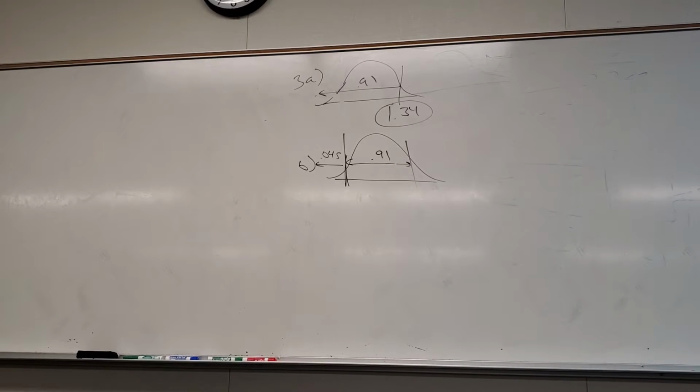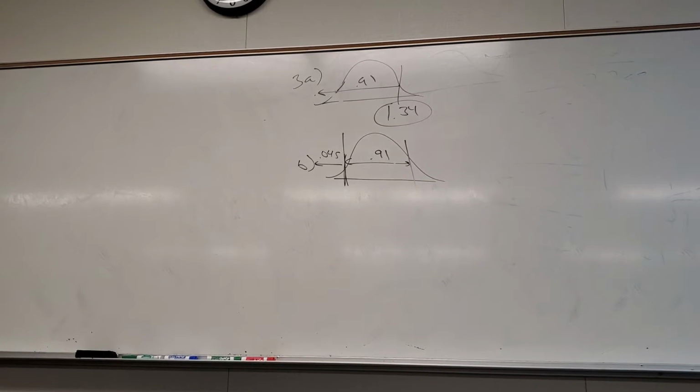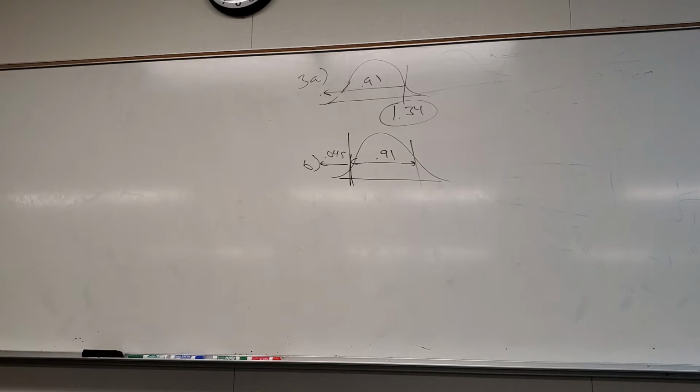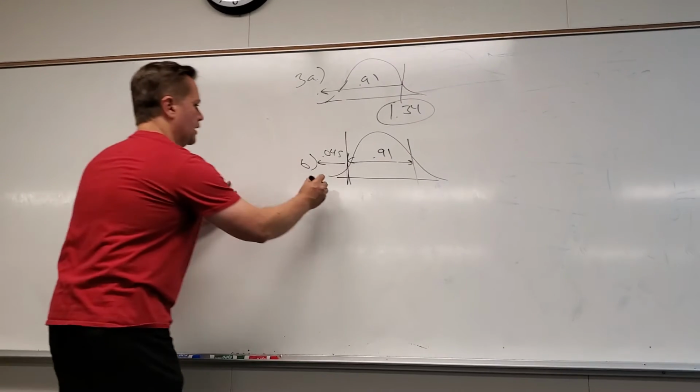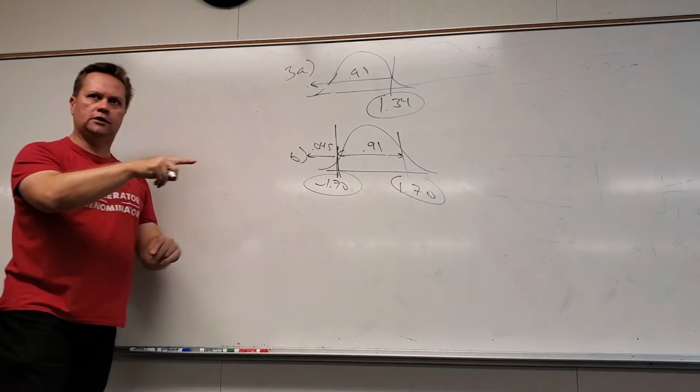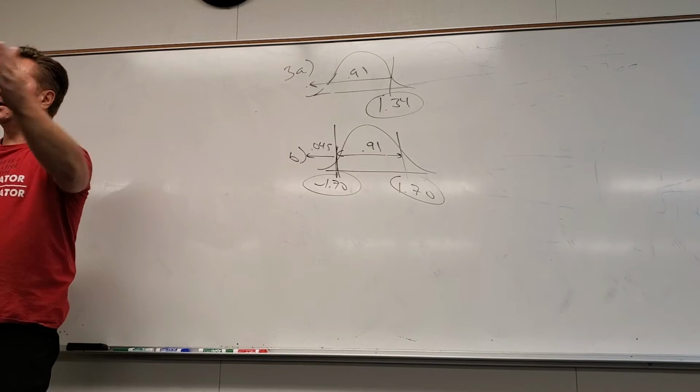What's the closest you can get to 0.045? 0.0401. You can get closer to 0.045 than that, right? Negative 1.7. Yeah, I get 0.0446. You guys see that? Or 0.0455, but 0.0446 is a little bit closer. So you use negative 1.70. If this is negative 1.70, this one is positive 1.70. You found the two z-scores bounding the middle 91%.